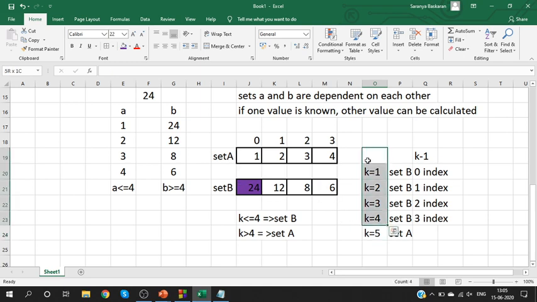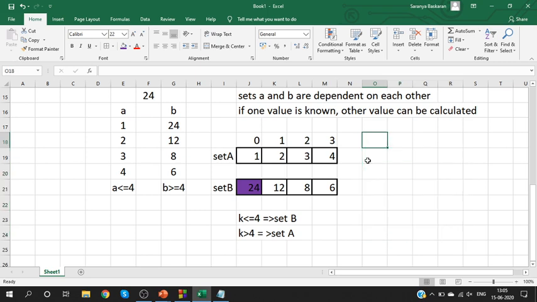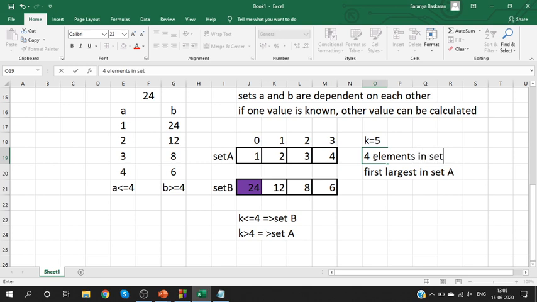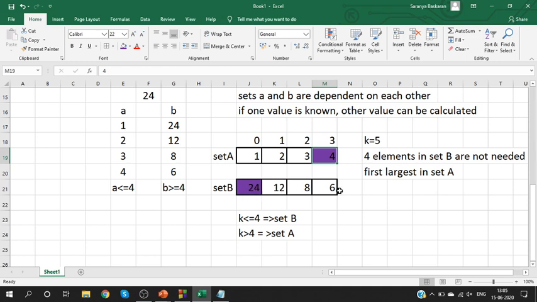See, it's your logic, guys. My way of understanding this is when k is 5, it means I want the first largest in set A. Can you understand this? Yes. 4 elements in set B are not needed. Okay. When k is 5, 4 elements in set B are not needed. I need the first largest of set A. Yes. These 4 are not needed.